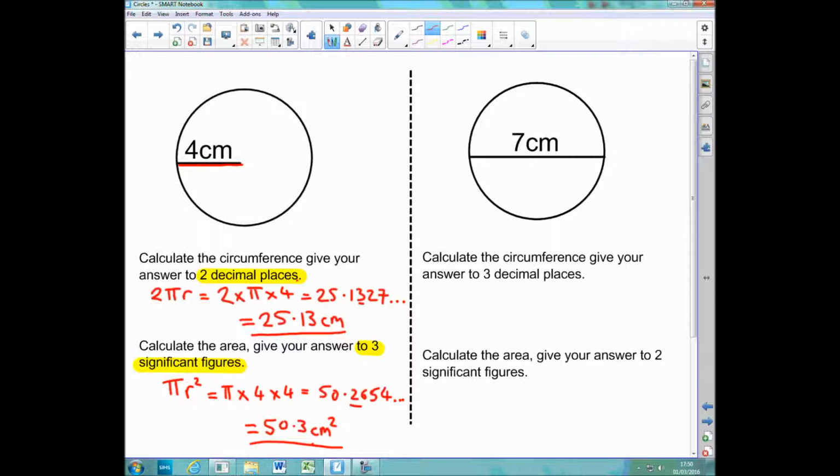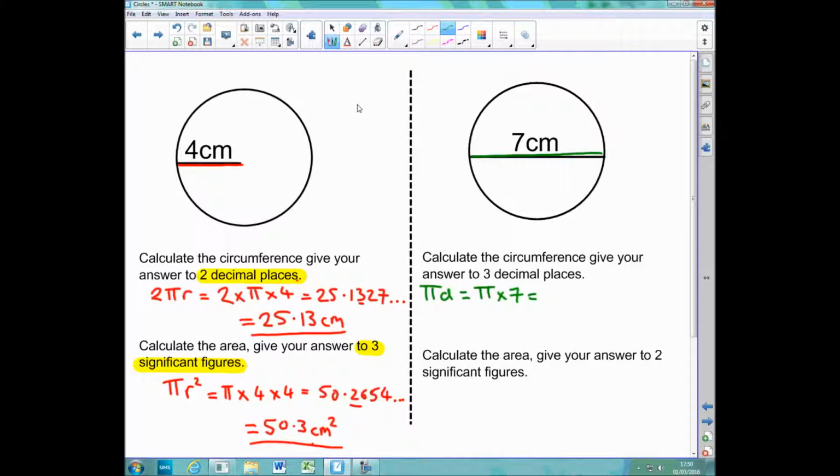Okay, so the second example, this time instead of being given a radius, we're given a diameter. So the circumference this time, we're not going to use the 2 pi r formula, we're going to use the formula pi d, pi times the diameter. So in this case, we're just going to do, on our calculator, pi times 7. Pi times 7 on our calculator will give us 7 pi first off.